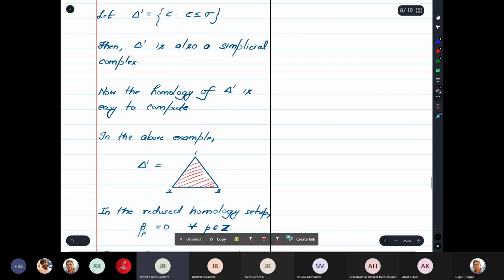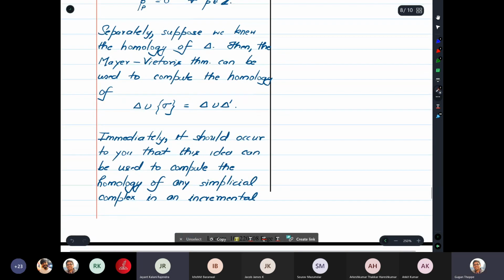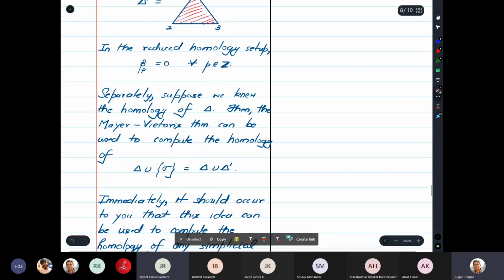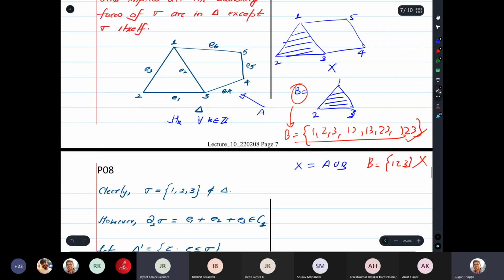So now, let's see. I gave you some idea that you have this simplicial complex. This simplicial complex differs from the simplicial complex on the left just by the addition of a triangle. And then we can use this Mayer-Vietoris theorem to figure out the homology spaces of X in terms of the homology spaces of A and the homology spaces of B.